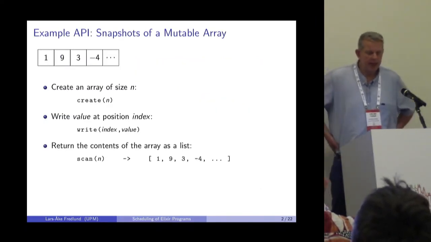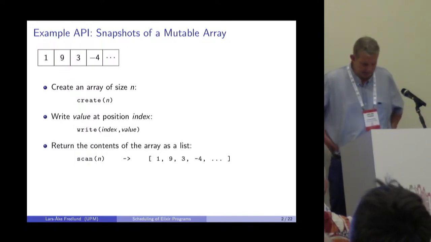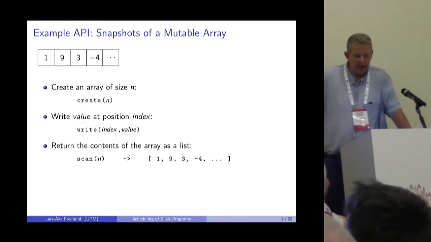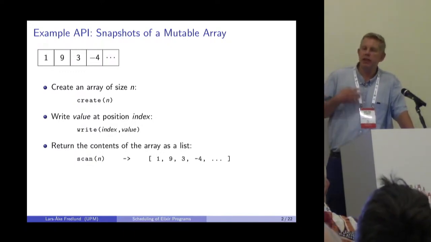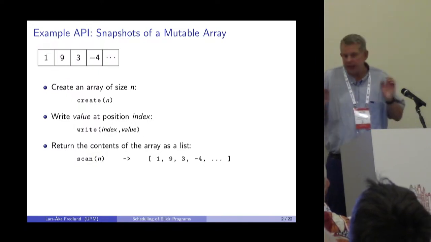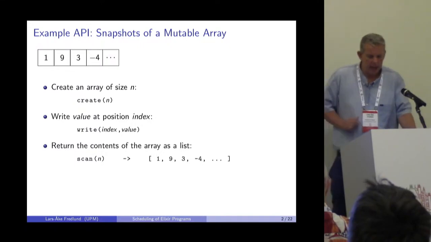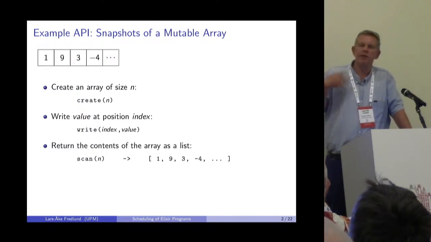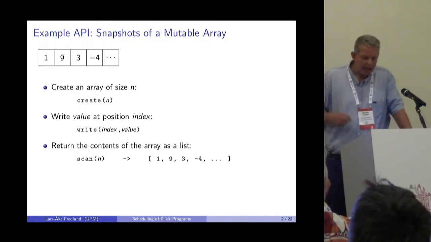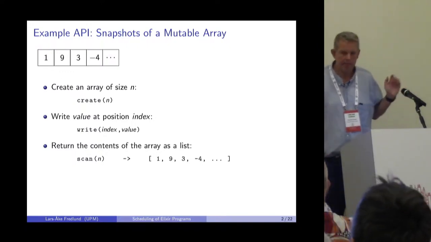So here is a really simple API for working with mutable arrays. There is a function for creating an array of size n. We can write a value at a position in the array. Notice that the write operation doesn't return anything, so it's really mutable, right? And lastly, there is just one way of observing the contents of the array. This is the scan operation that returns the contents of the array as a list. Okay, cool.